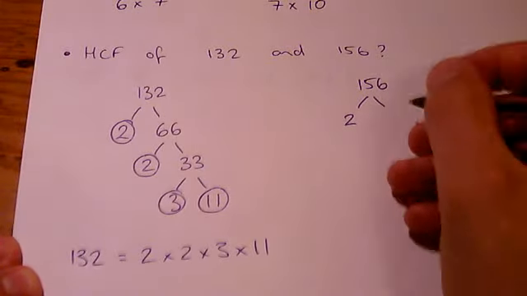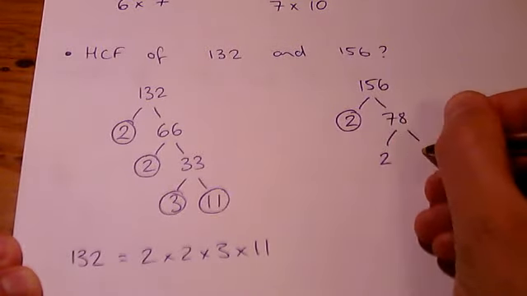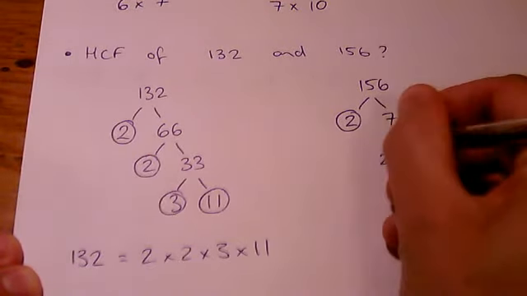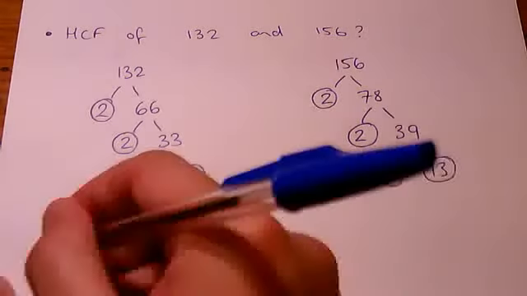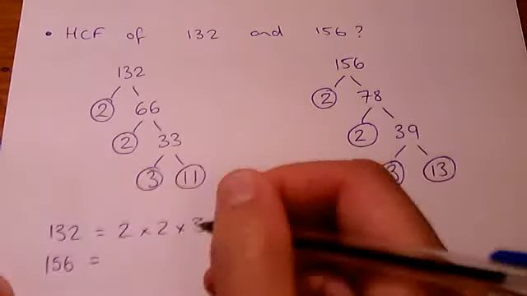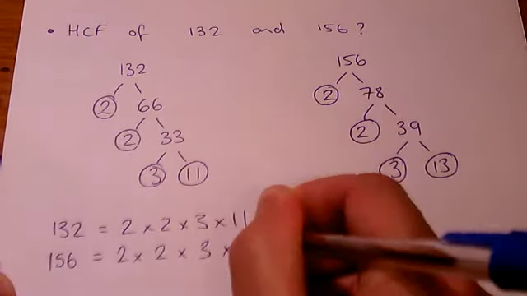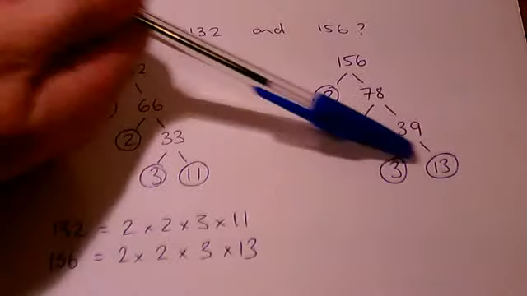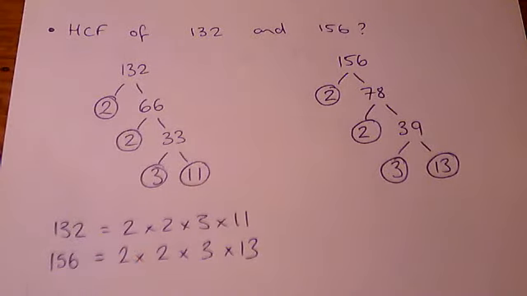Okay, 2 goes into that 78 times, and that is 2 times 39, and 39 is 3 times 13, and those are all prime. So if we look at 156, I'm going to write it under here because you'll see why in a minute. 156 is 2 times 2 times 3 times 13. Now, this method works really well because I don't have to know whether 39 goes into both of them or anything like that. I can just look at the prime factors here.